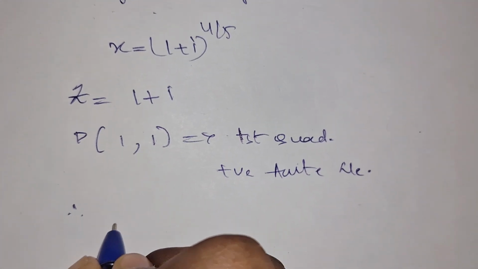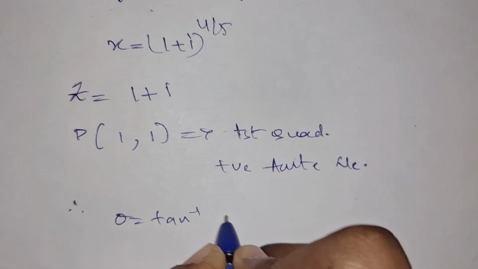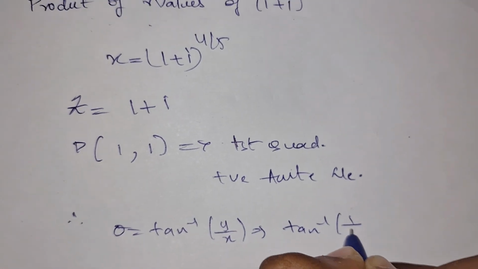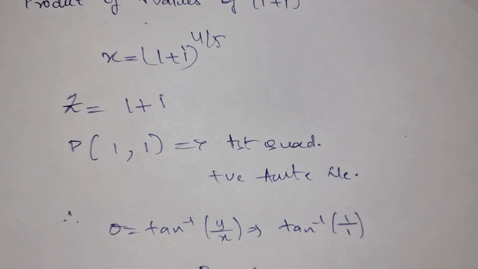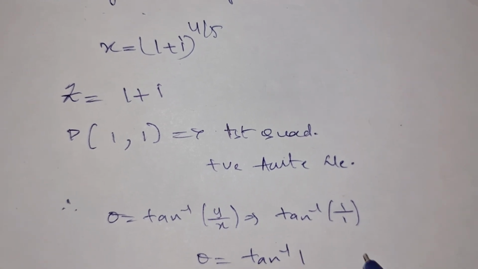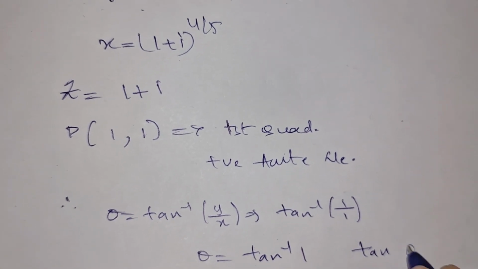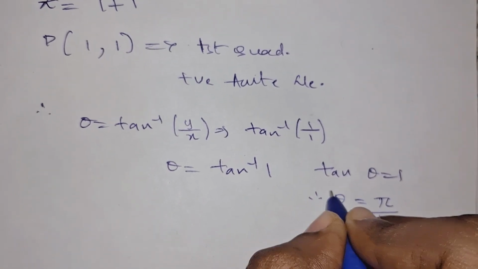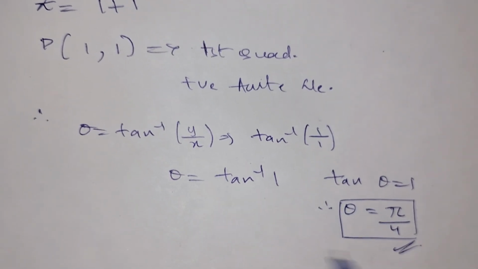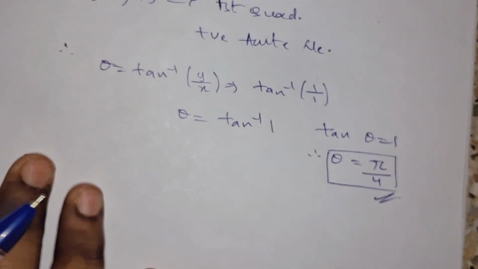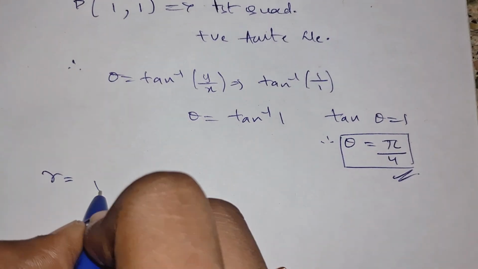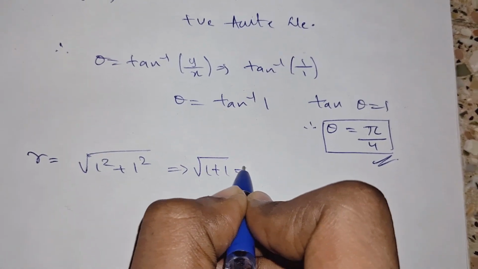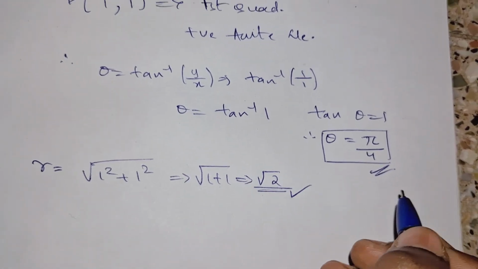Therefore theta is equal to tan inverse of y by x, which is equal to tan inverse of 1 by 1. Theta is equal to tan inverse 1, so tan theta is equal to 1. Therefore theta is equal to pi by 4, a positive acute angle. In a similar way, the modulus of z, that is r, equals the root of 1 square plus 1 square, which will be equal to root 2.